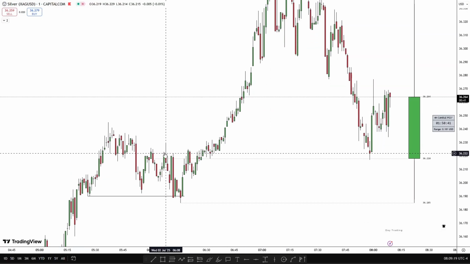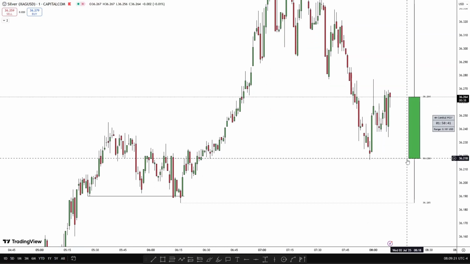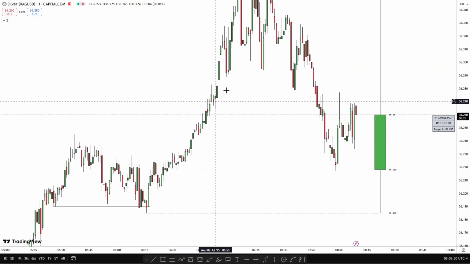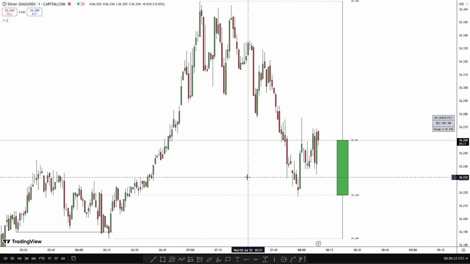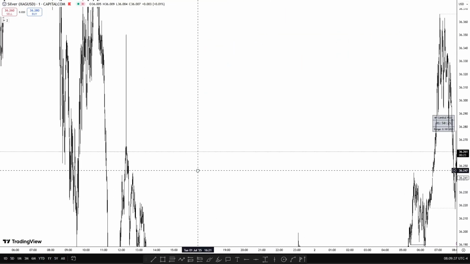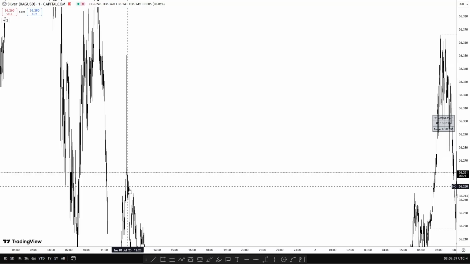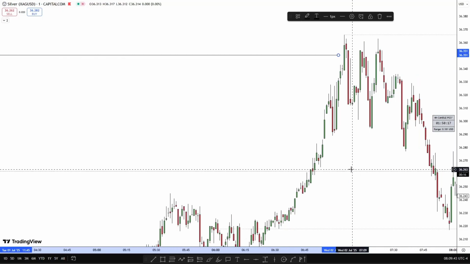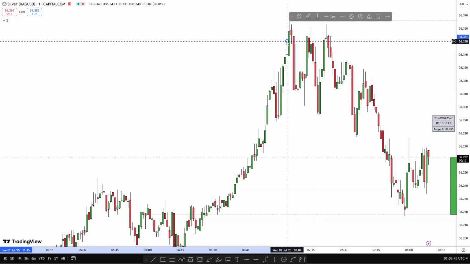Now after that, we've got our accumulation, manipulation. We've put in the bottom wick right here. Now the only thing left to do is distribute higher to put in the top wick and close. So let's find our draw on liquidity. As you can see here, we have an absolutely perfect news high. So marking out this news high, as you can see, the market has perfectly come to take this out.